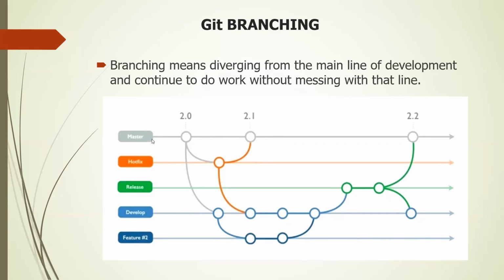We can create multiple branches from the master branch. We can create branches like hotfix, release, develop. Here we are seeing feature 2. They are all used for solving errors or bugs. So in the master, a person will be making changes in a file. The same file will be there in the hotfix branch and also in release, develop, and feature.